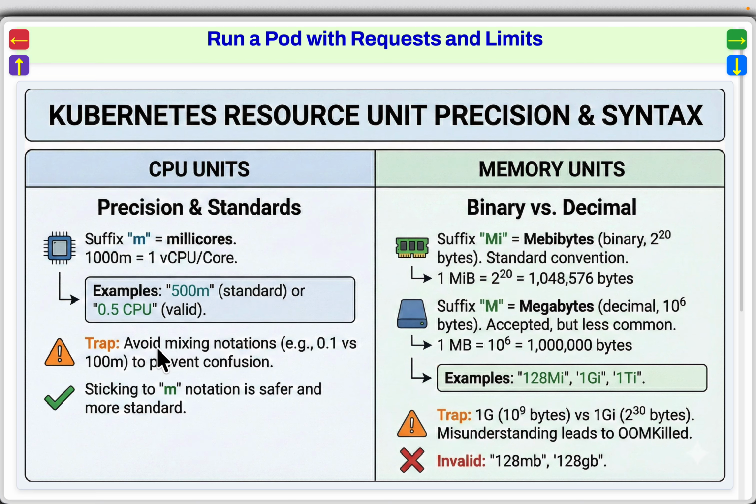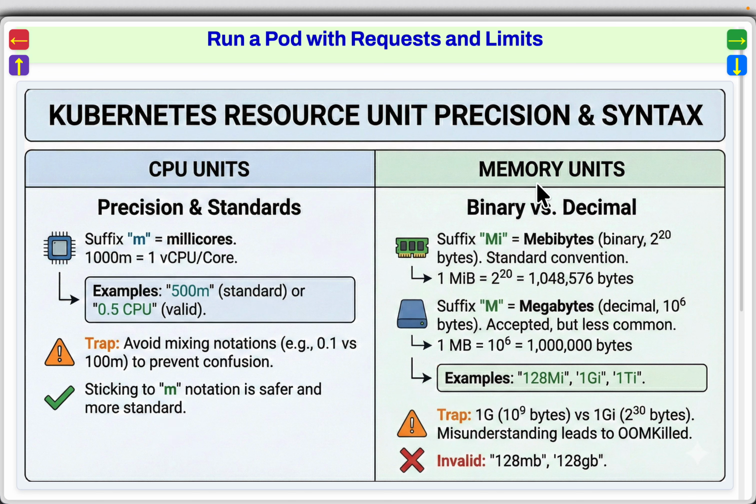One trap is to avoid mixing notations, for example 0.1 versus 100 millicores, to prevent confusion. And in the exam, or usually when working with requests and limits, it is better to stick with the m notation, which is safer and more standard.